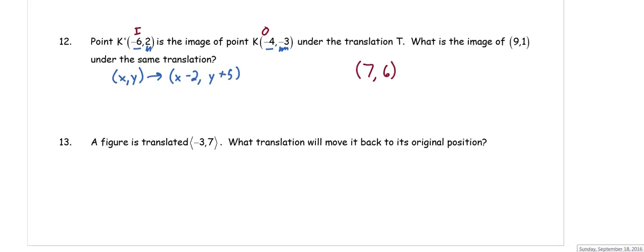Number 13, a figure is translated negative 3, 7. What translation moves it back to the original position? To think about it this way, we moved left 3 and up 7. I want to get back to my original spot, which means I want to do the opposite. So the translation that would move it back would be right 3 and down 7. It's the opposite movement of the original.